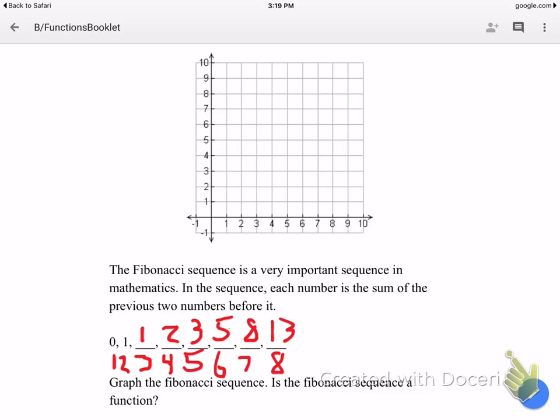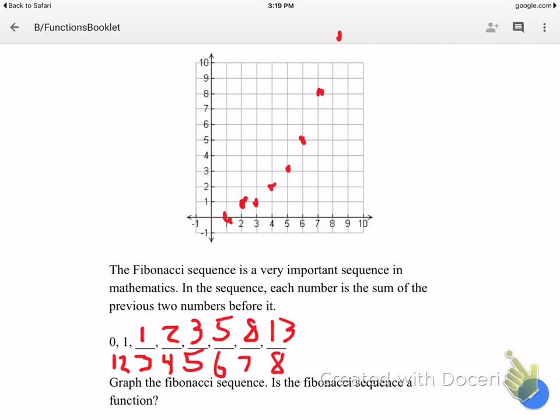So we have our first term at 0. Our second term is at 1. Our third term is at 1. Our fourth term is at 2. Our fifth term is at 3. Our sixth term is at 5. Our seventh term is up here at 8. And then our eighth term isn't even on here. It's going to be up here somewhere at 13.